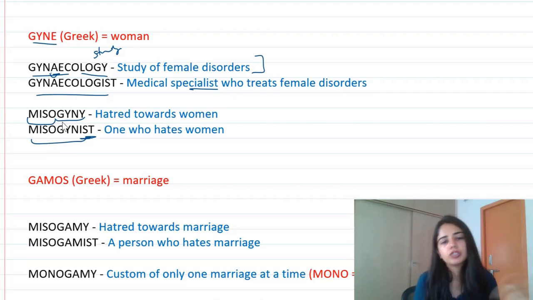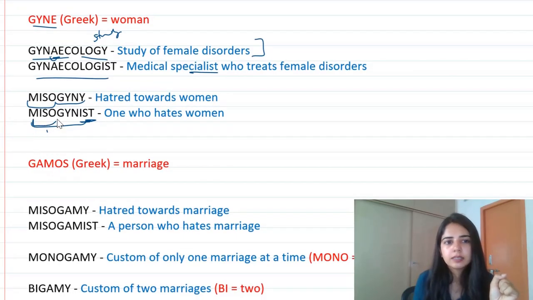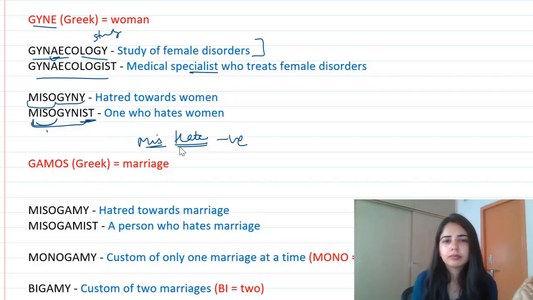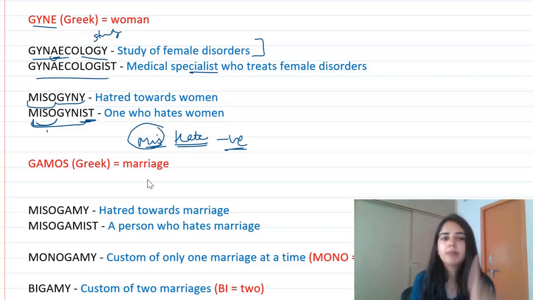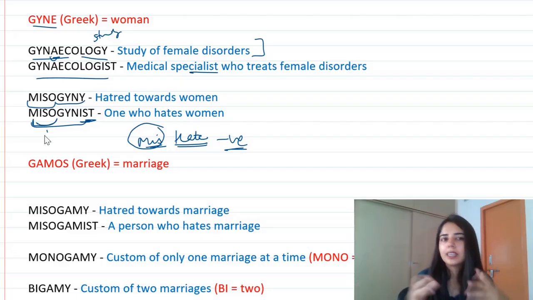Then that person may turn out to be a misogynist, and this quality, this feeling of hatred towards women, is misogyny. Now we have learned that wherever you see this mis, it will be something negative, like misunderstanding or hatred. So wherever you see this prefix, it will always be negative. Now see gamos. Gamos is the Greek word for marriage. Now we are adding. So you see how it has become like a game. You add some prefix, you subtract a suffix, then you add something other. You can play around with it.